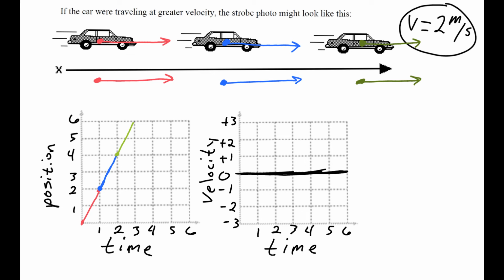So the first situation, we have this section right here. The slope is going to be 2, so we'll draw our velocity of 2 for the first second. Then we go on to our blue section. We're going to start at 1 second also, from 1 to 2 seconds, and it also has a slope of 2 meters per second. So we include that for that section there.